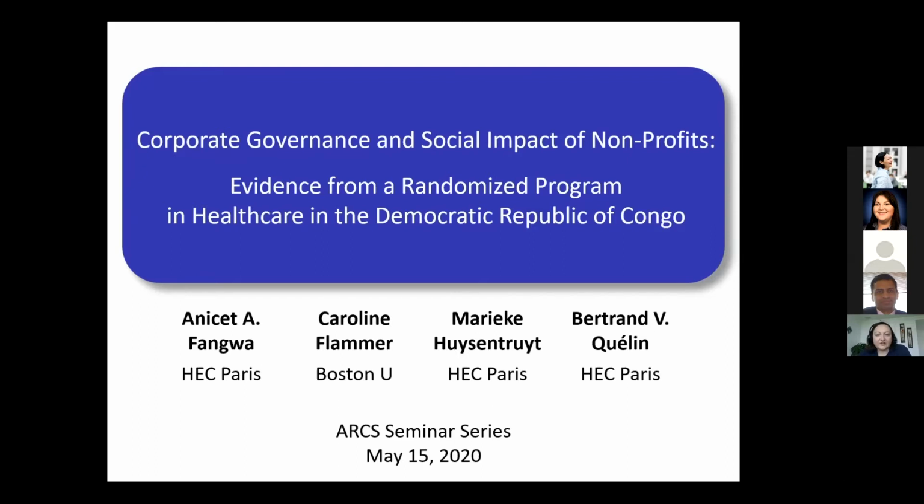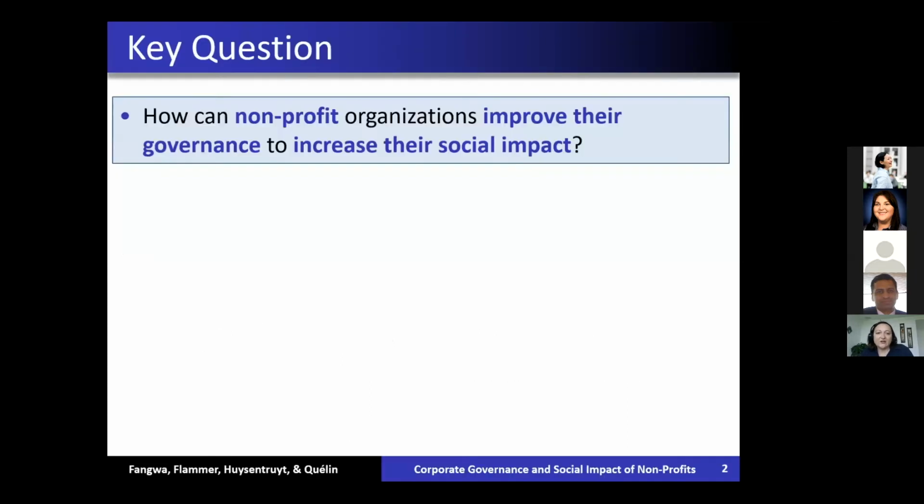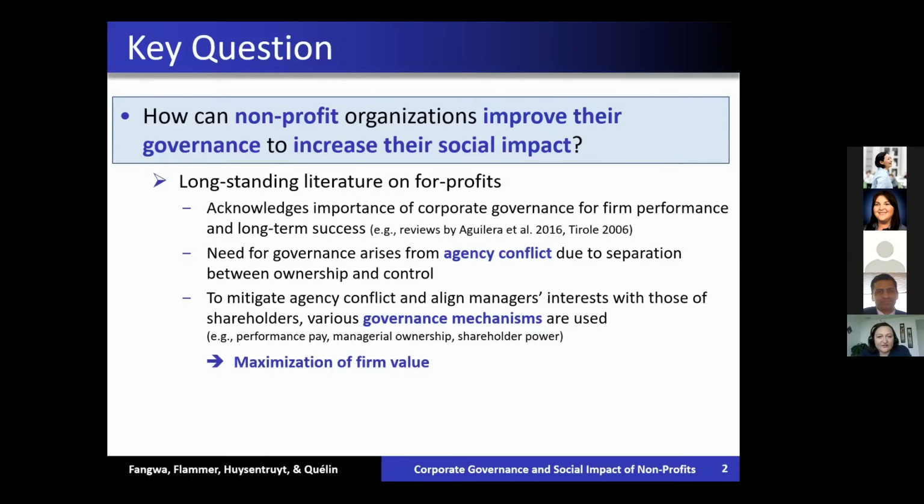Now, as you can probably infer from the title, the question that we are asking in this study is, how can nonprofit organizations improve their governance to increase their social impact? There's a long-standing literature on for-profits acknowledging the importance of corporate governance for firm performance and long-term success. Now, this need for governance arises from the agency conflict due to the separation between ownership and control. To mitigate this agency conflict and maximize firm value, companies can implement a wide set of governance mechanisms, including, for example, performance pay, managerial ownership, shareholder power, and much more.